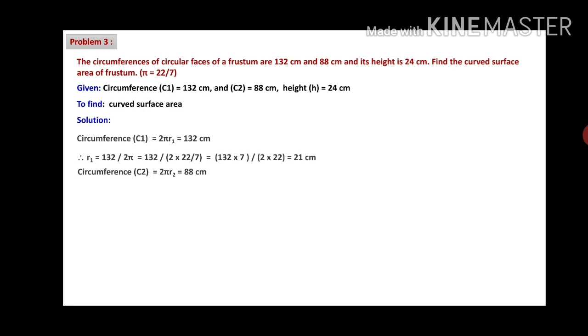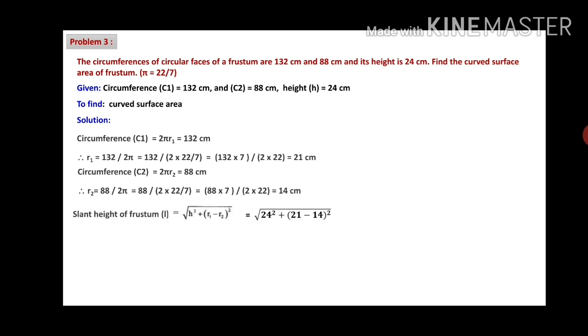Circumference C2 is equal to 2 pi R2, which is equal to 88 centimeter. Therefore, you can write R2 is equal to 88 upon 2 pi, 88 upon 2 into 22 upon 7. 7 goes at the numerator. Therefore, 88 into 7 upon 2 into 22, which will be after simplification getting 14 centimeter.